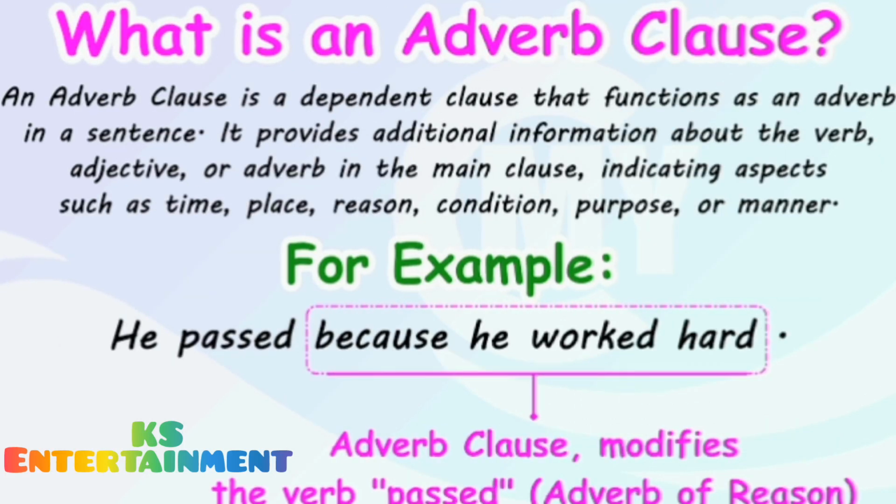What is an adverb clause? An adverb clause is a dependent clause that functions as an adverb in a sentence. It provides additional information about the verb, adjective, or adverb in the main clause, indicating aspects such as time, place, reason, condition, purpose, or manner. For example, he passed because he worked hard. In this sentence, because he worked hard is an adverb clause, modifies the word passed, adverb of reason.